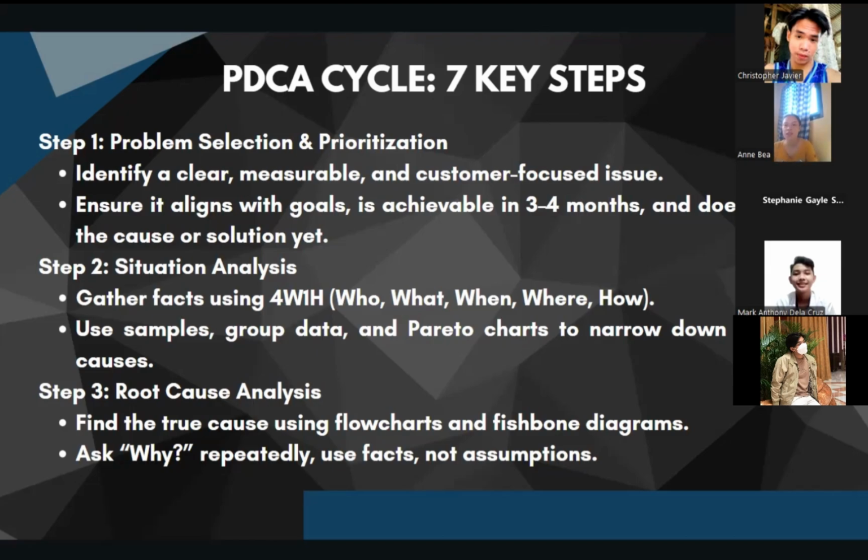And step three is the root cause analysis, which digs deeper to find the real reason behind the problem, not just the symptoms. Techniques like the fishbone diagram, or the cause and effect diagram, and flowchart help uncover contributing factors and the true root cause. The team stays fact-based, interviews people familiar with the process, and may revisit data collection if needed to ensure accuracy.